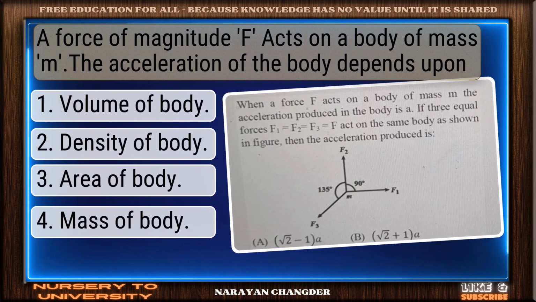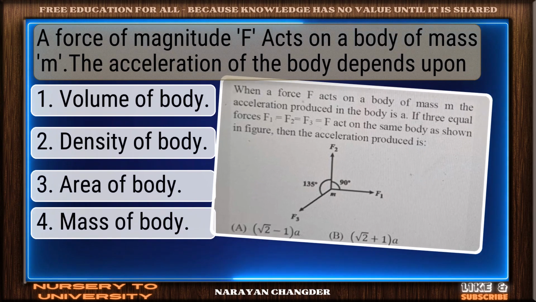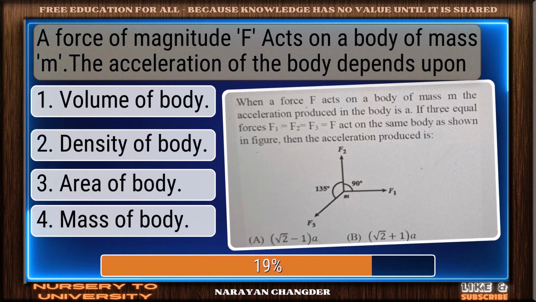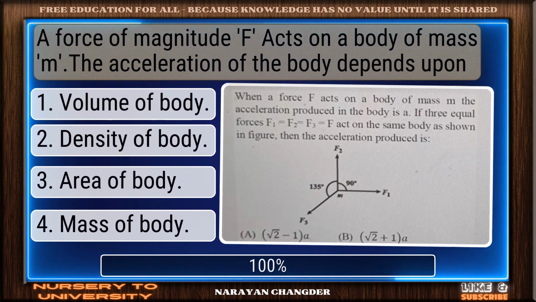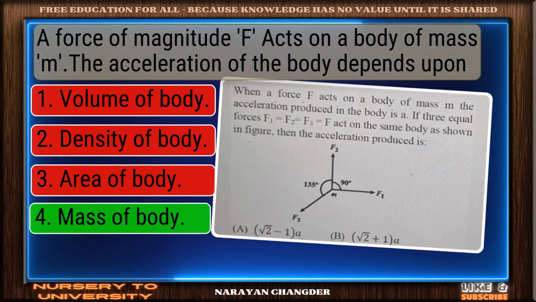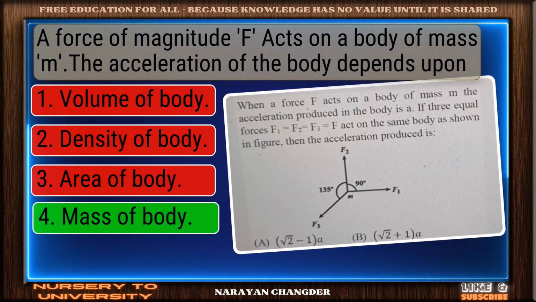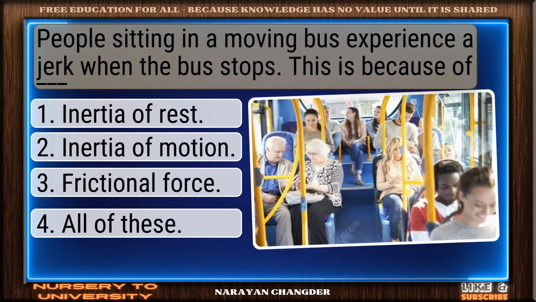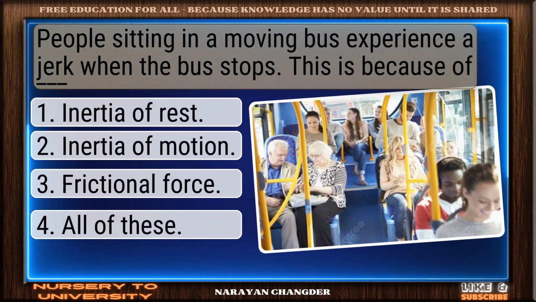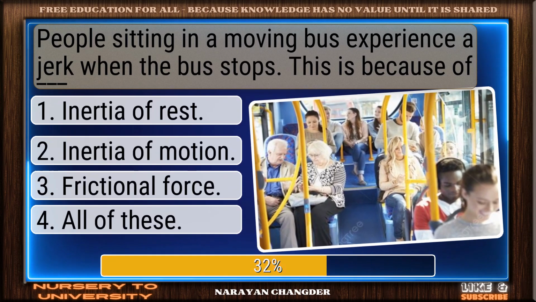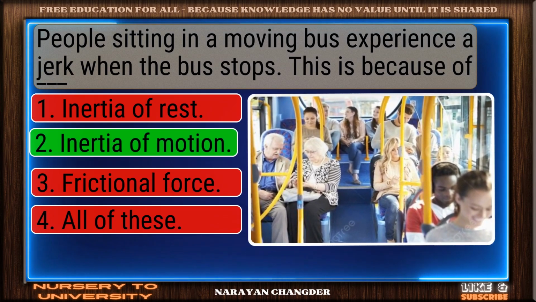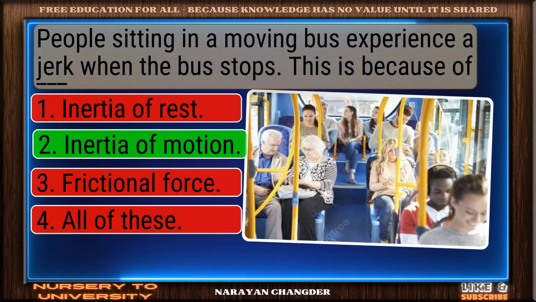Question number 103. A force of magnitude F acts on a body of mass m. The acceleration of the body depends upon. Correct response. Mass of body is the most accurate answer. Question number 104. People sitting in a moving bus experience a jerk when the bus stops. This is because of dash. Great thinking. Inertia of motion is the right choice.